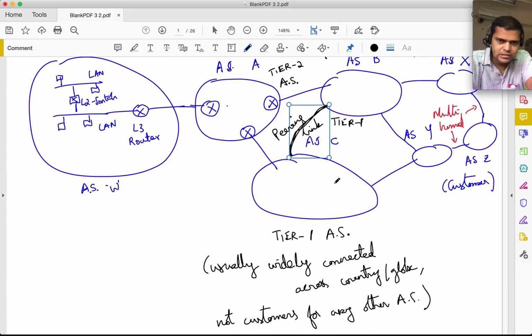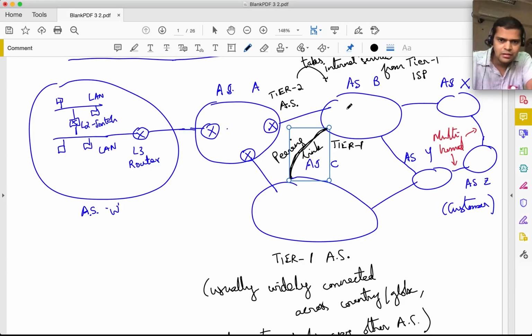Because these peering links are not paid for, you're not paying each other for this service. Usually the bandwidth of these peering links won't be too high. It's enough for you to send data to somebody else, but you don't want a huge amount of capacity over here, because somebody might misuse it. So suppose this link was only 1 Gbps, and this peering link was, let's say, 10 Gbps.